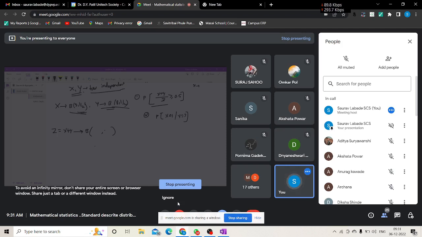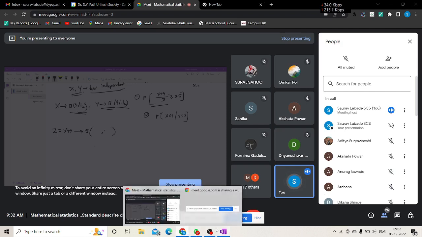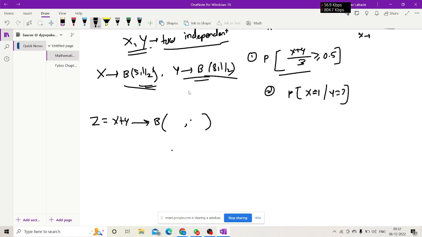You can put it in the chat box. What will be the answer? It is the addition of two values. It will be 13. It's just the addition of these two values, that is 5 plus 8, so that is 13, 1 by 2. That is x plus y.